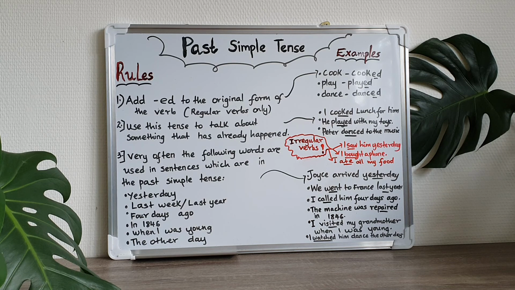Okay? This brings us to the end of our lesson. To conclude, remember the rules. If you want to change a sentence from the present to the past tense, or if you want to speak in the past simple tense, always add ed to the original form of the verb if it is a regular verb. Number 2, use this tense to talk about something that has already happened. And finally, you can use all these words to construct your sentences in the past simple tense.